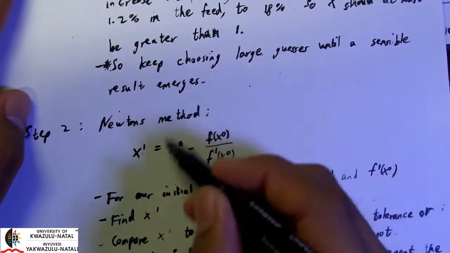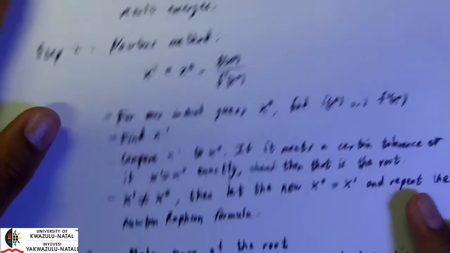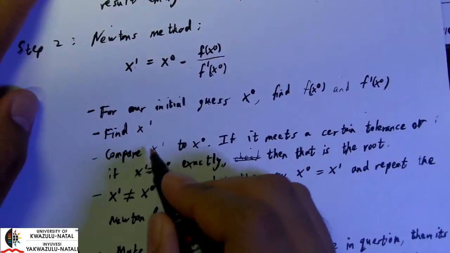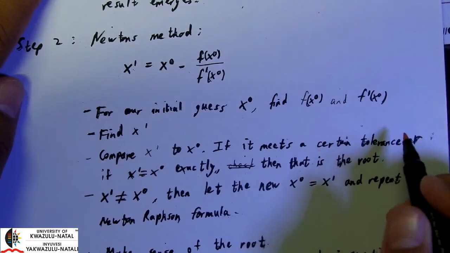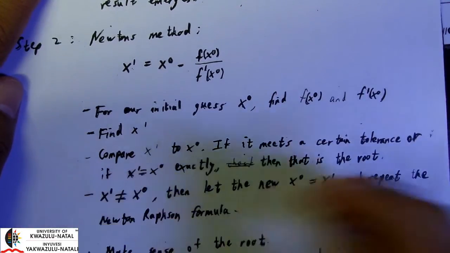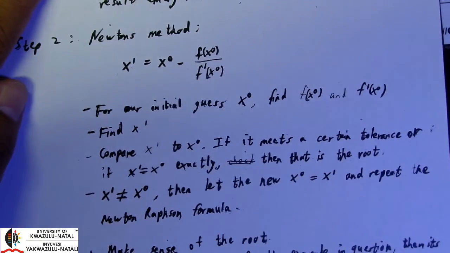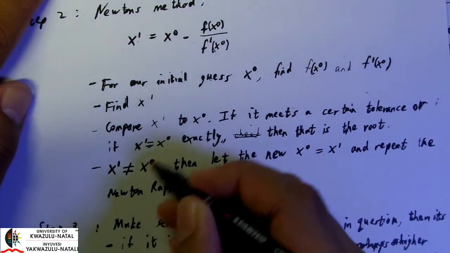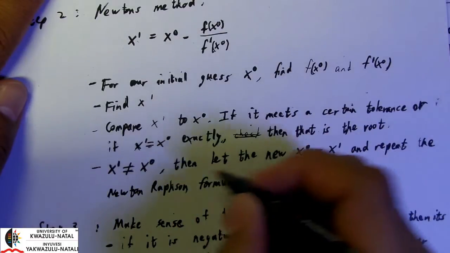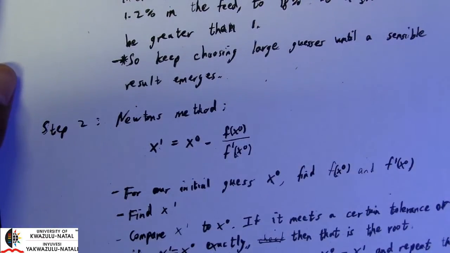Okay, and once we found these three values, we can compute x1. And what remains is to compare x1 to x0. And if it meets a certain tolerance, or if x1 is exactly equal to x0, then we know that we have found the actual root. We found the x value. However, if x1 is not equal to x0, then we let the new x0 be equal to our x1, and then repeat our Newton-Raphson formula.